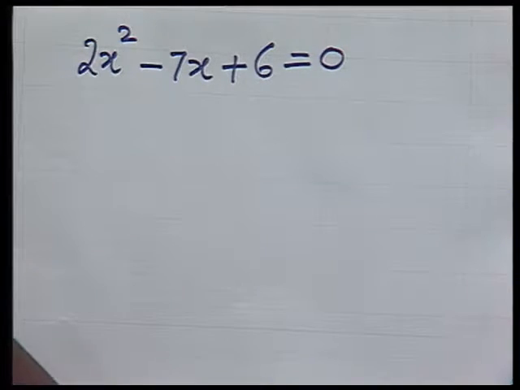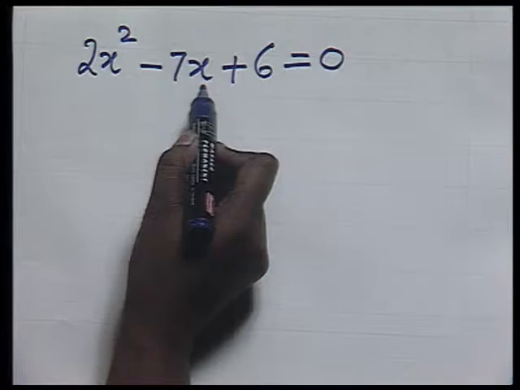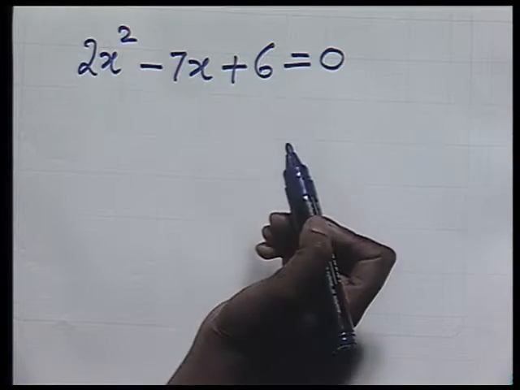Now, one way to solve this will be to find out the roots of this given equation, double them, and then find out the sum and the product of the roots of the required equation and then construct the equation. Don't you think that will be a very lengthy method? So, let us try to find out a shortcut method. Now, we are given this equation 2x square minus 7x plus 6 equal to 0.